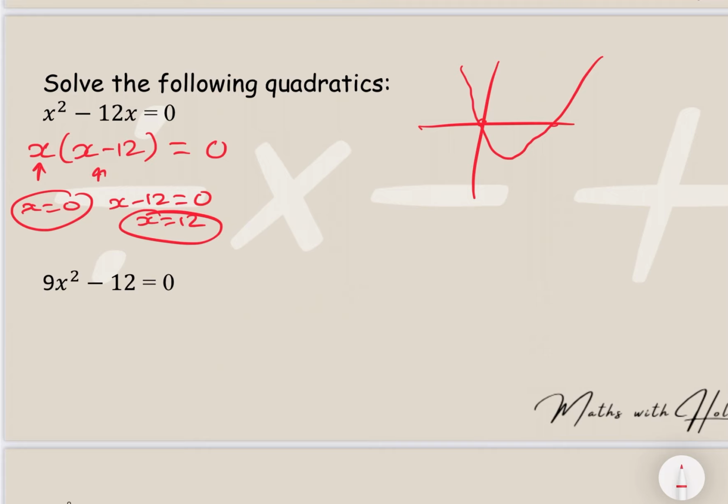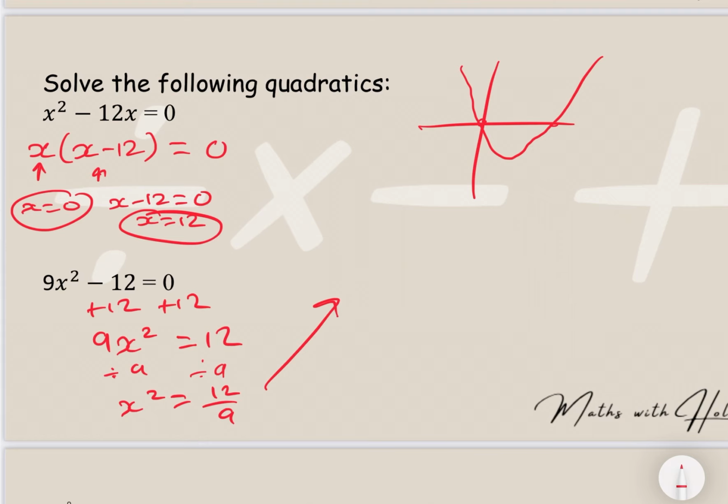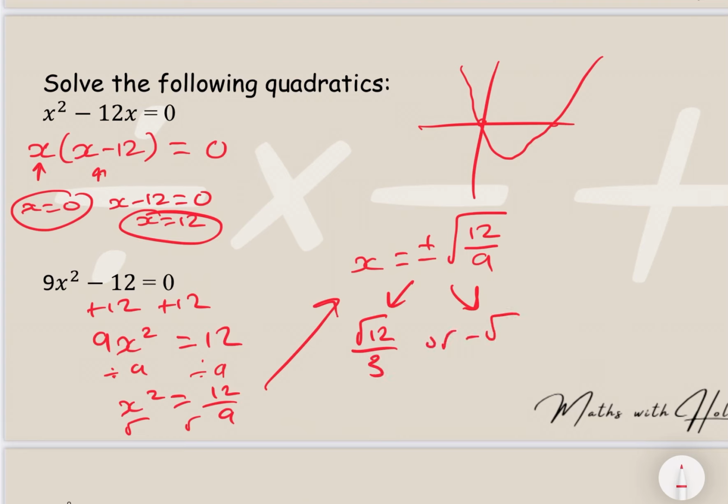The next one, I'm going to solve it like I solve equations. So add 12 to both sides. So 9x squared is 12. Divide both sides by 9. So x squared is 12 over 9. Now to work out what x is, I'm going to square root both sides. So that's going to give me plus or minus the square root of 12 over 9, which gives me my two answers. So x is either a positive root 12 over 3, because you can square root the denominator, or negative root 12 over 3. So there are my two answers that I can put on my graph.